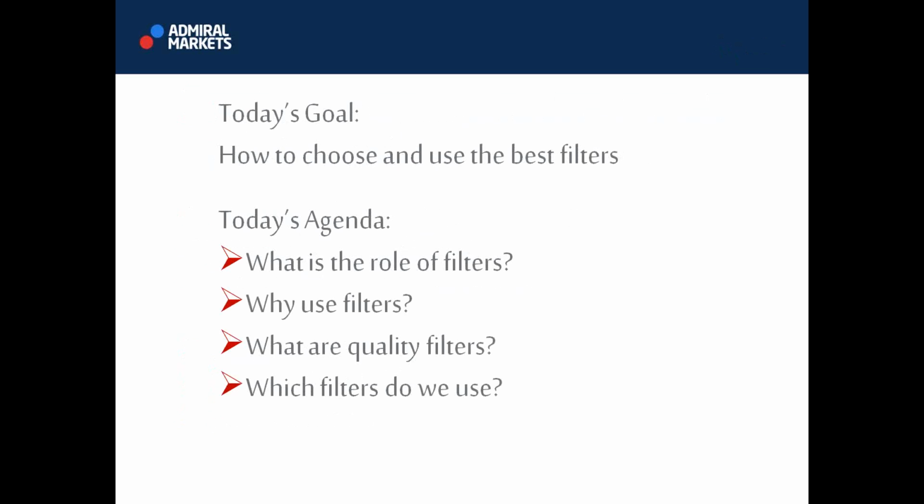Okay, good. So sorry for that delay and slow start, but today's goal is how to choose and use the best filters. And what is the role of the filters? Why use them at all, first of all? What are pretty good filters or quality filters? And which filters do we use specifically? Because there's a difference between maybe just generally saying these are good and the ones we specifically use. So that's all lined up for today. And we're going to go through them one by one.